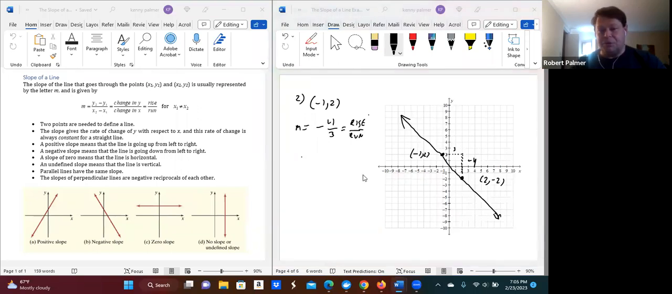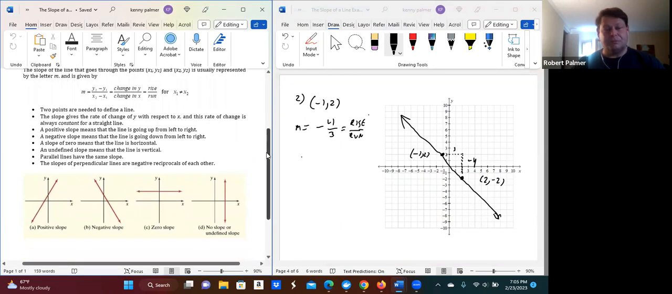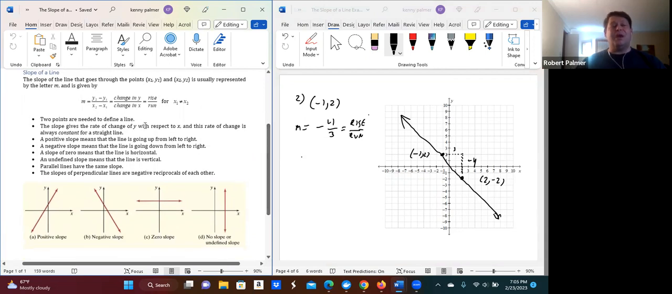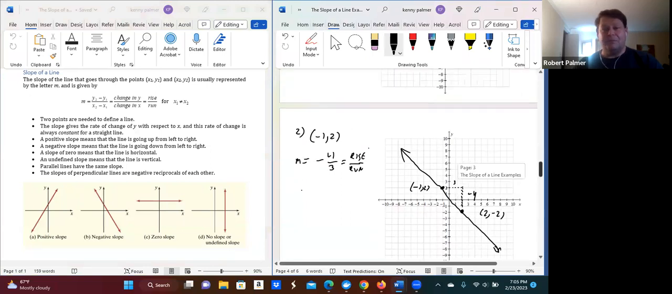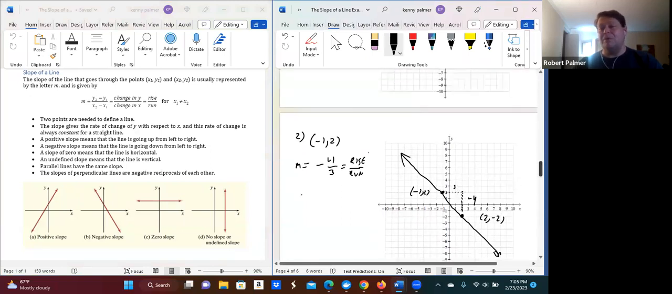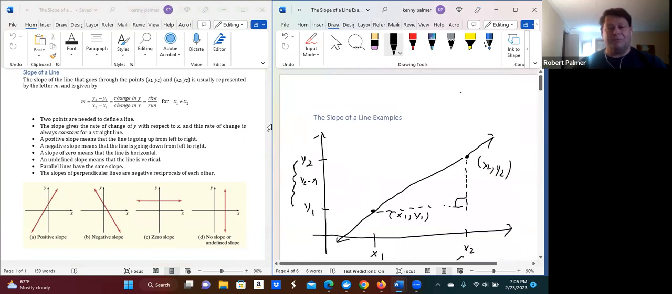Okay, so let's review what we've seen today. We saw some important facts about the slope, what it tells us: that the slope is the rate of change of y with respect to x, and that for a straight line it is always constant. We learned what a positive slope and a negative slope mean, also what a horizontal slope and an undefined slope mean, and that the magnitude of the slope tells us the steepness of the line. We then found the slope using the formula, and we also were able to graph a line using the slope and a point on the line.